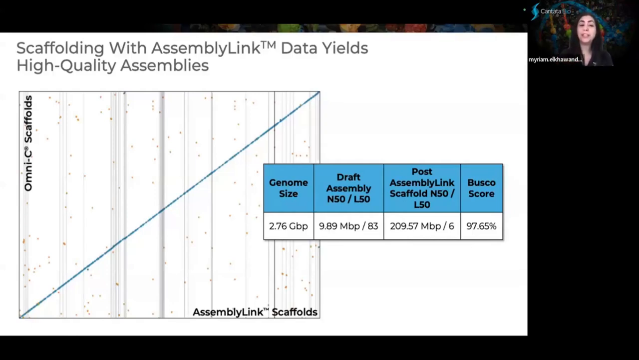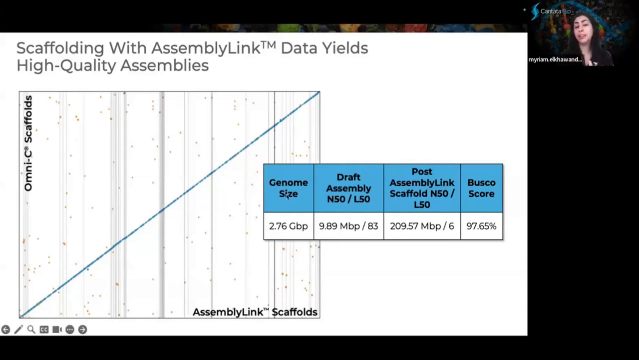For those of you in the audience who are familiar with the Dovetail Omni-C assay, which was the first restriction enzyme-free Hi-C assay for genome assembly that was launched by Dovetail Genomics a few years back, you may be wondering how the scaffolding performance of AssemblyLink compares with Omni-C. And we've looked at that across several samples during the development phase, and we found that the scaffolding performance of AssemblyLink is highly comparable to Omni-C.